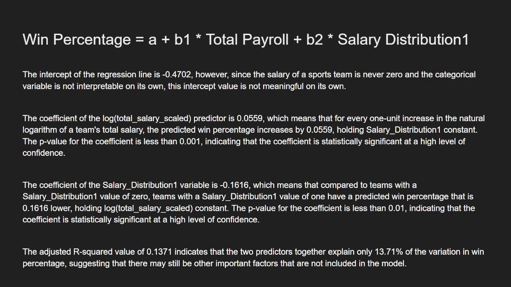Looking at the coefficient for the salary distribution of the top player, we see that it is negative. This means that if a team paid their top player 0%, which obviously isn't possible, but if one team were able to do that and another team paid 100% of their salary to the top player, the team that paid 100% of the salary to the top player, their win percentage would be lower by 0.1616 on average. And the p-value for this is less than 0.01, indicating that this is statistically significant.